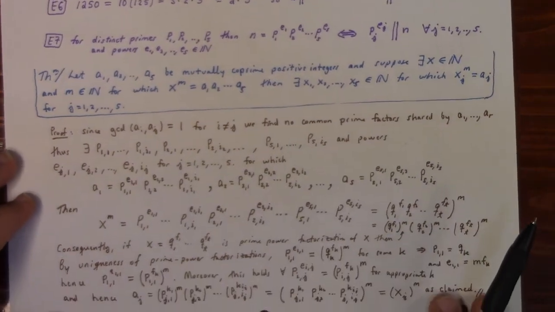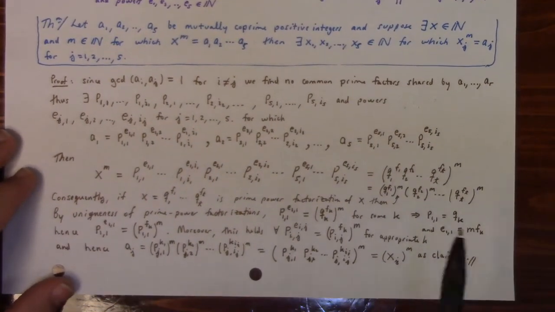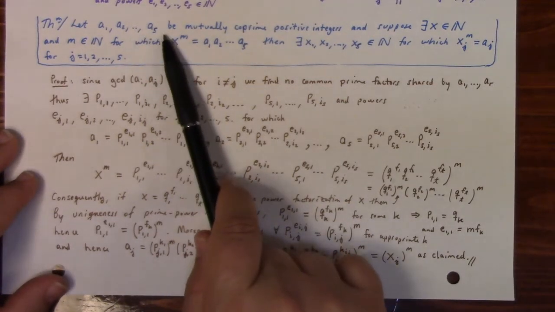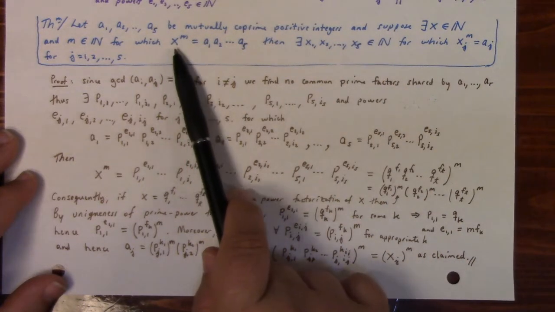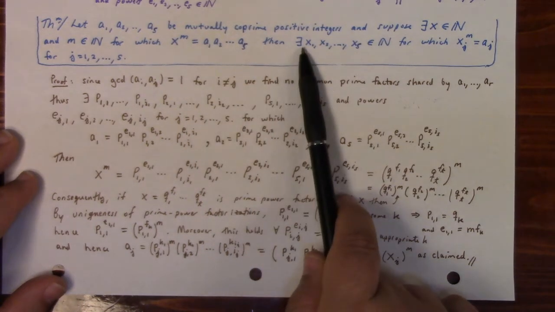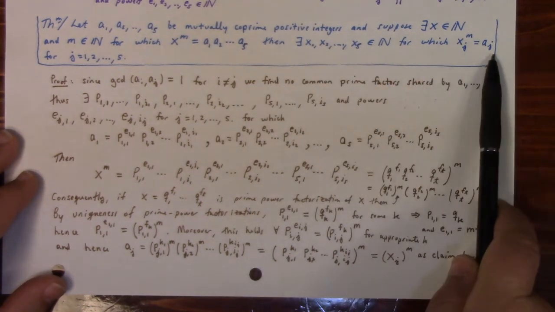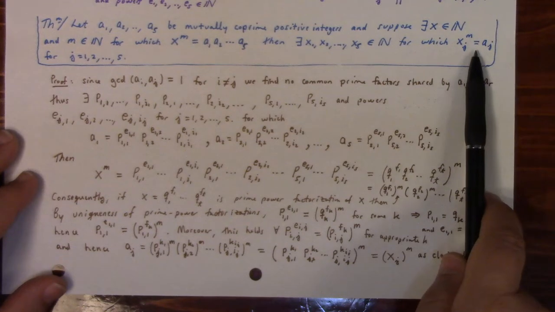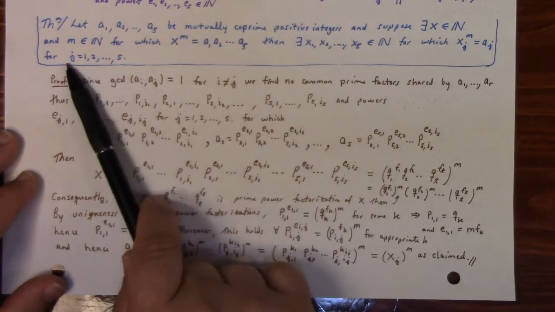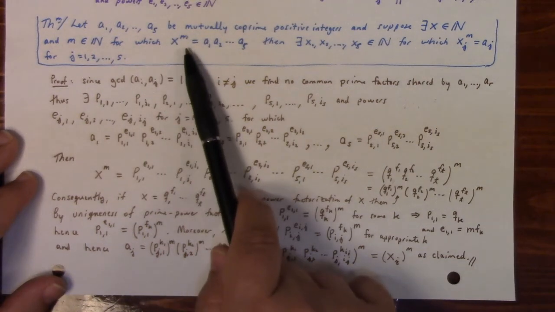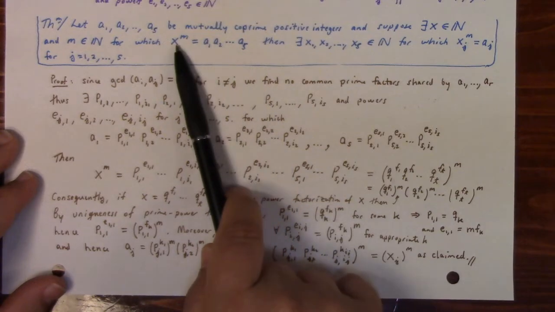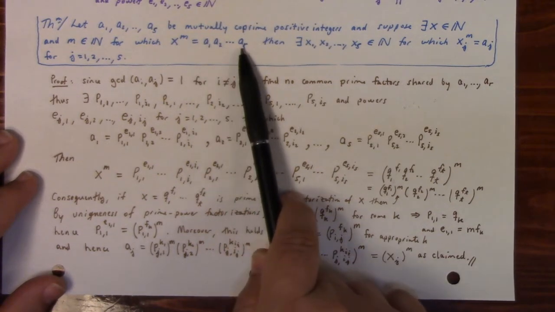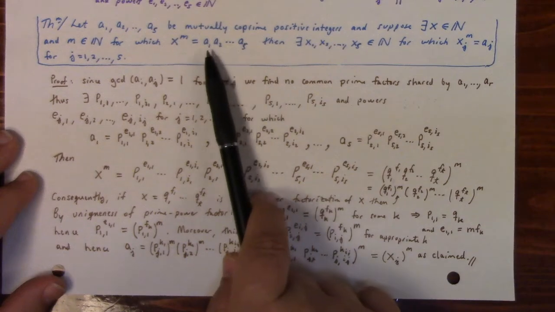One last theorem here. If you have a_1 through a_s mutually coprime positive integers, and suppose that the product of them collectively is the mth power of some x, then there exist x_1 through x_s for which x_j to the m is equal to a_j for all j equals 1 to s. In other words, if a product of mutually coprime integers is equal to an mth power, then each one of the coprime integers appearing in that product is itself an mth power.